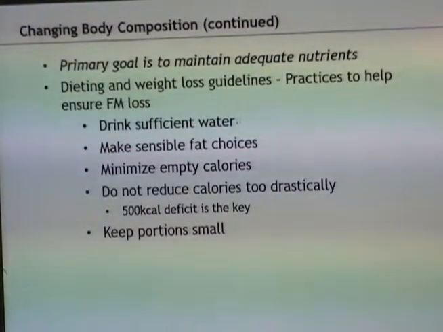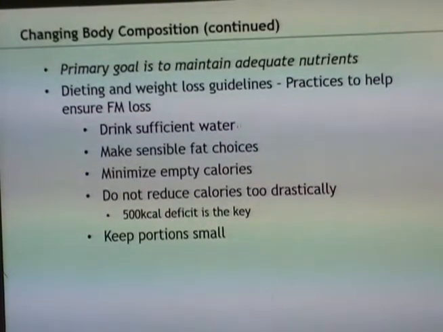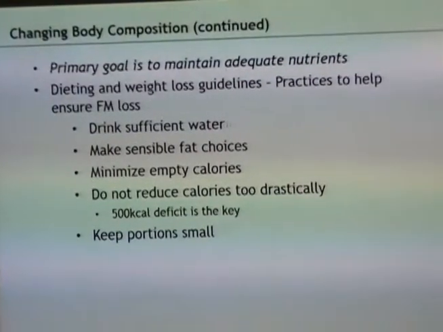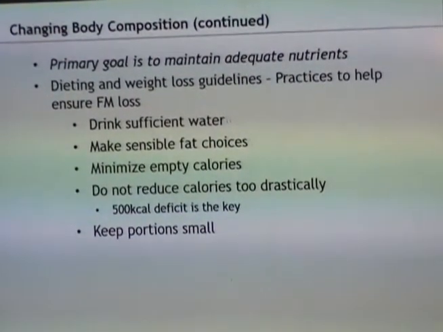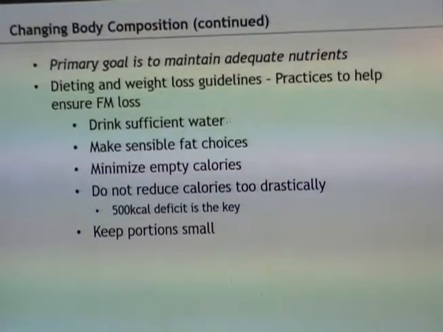All right, so our primary goal now, I'm trying to change body composition. Number one goal is stay healthy. In order to stay healthy, I have to maintain nutrient intake. I've got to have protein, I've got to have fat, I've got to have carbs, I've got to have vitamins and minerals. Got to, right? Otherwise, before you know it, you won't be very healthy.